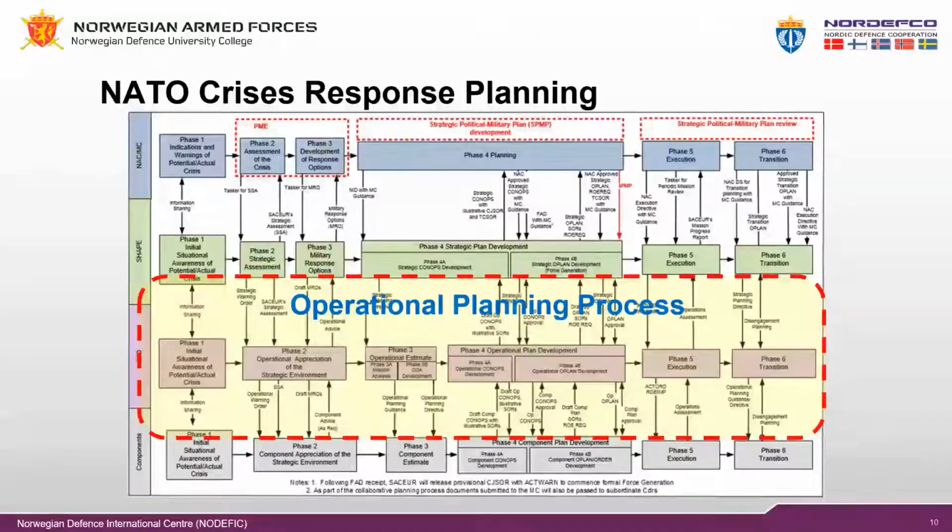Planning and operation throughout the NATO Crisis Management Process is called NATO Crisis Response Planning and conducted simultaneously at all 4 levels: the North Atlantic Council and Military Committee, SHAPE, Joint Headquarters, and Component Headquarters. In the NATO Crisis Response Planning, planning at military strategic level and operational level is called the operational planning process. The purpose of the operational planning process is to prepare the alliance to meet any future possible crisis.